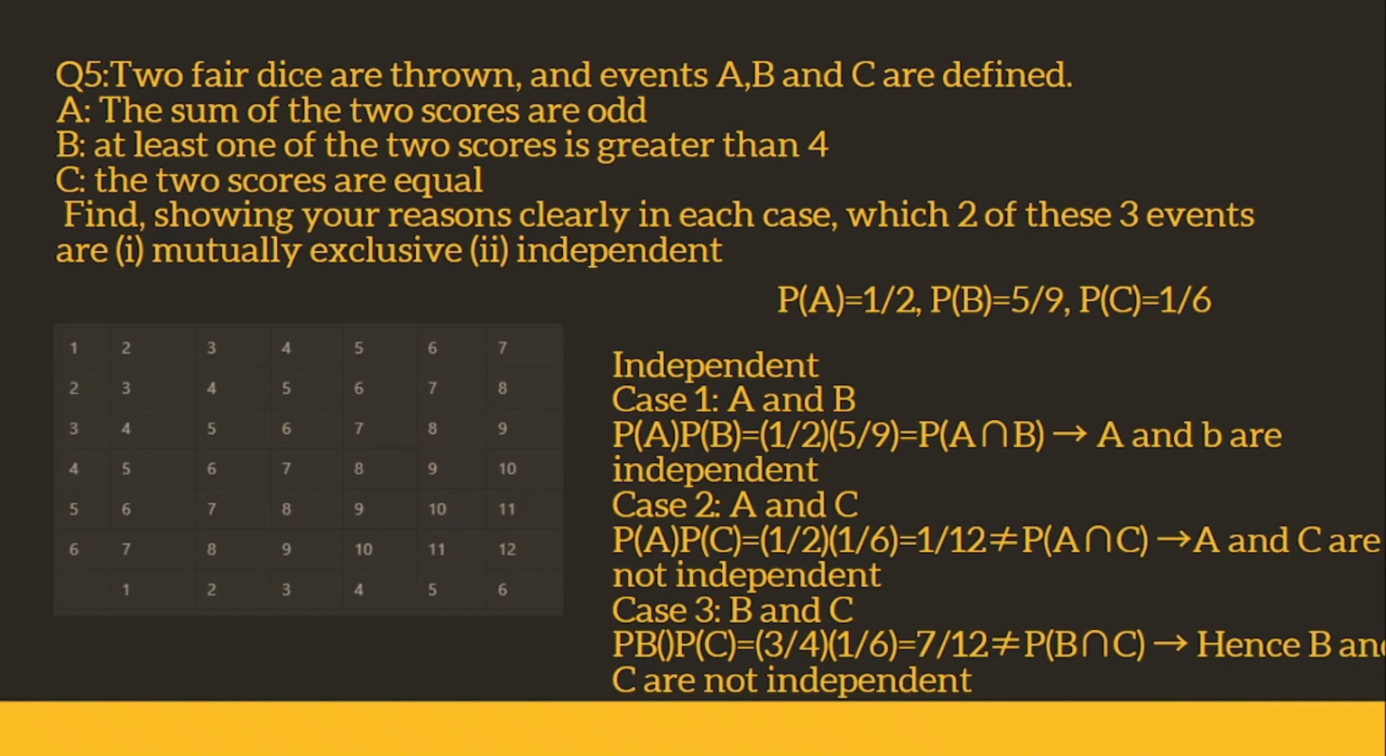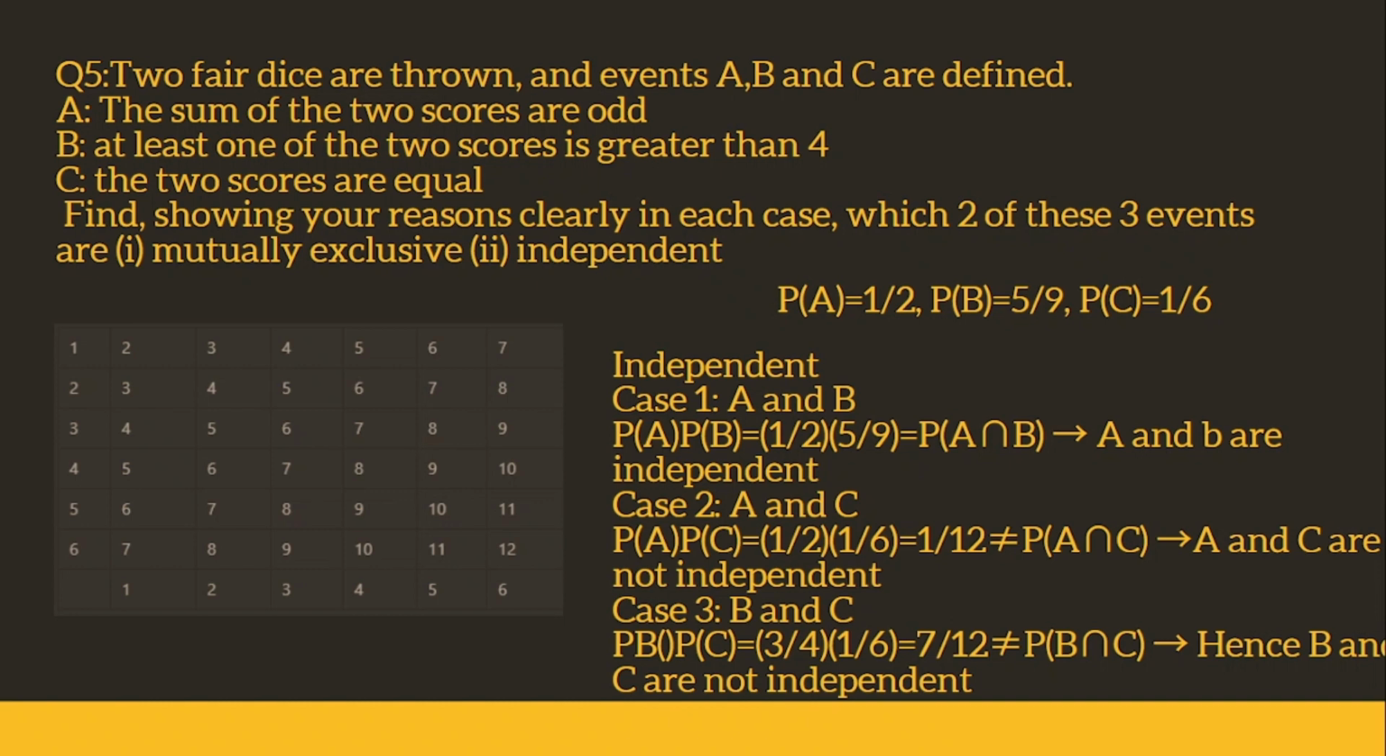Then, in the case of finding independence, we just need to prove that the probability of A times the probability of B is equal to the probability of the intersection of A and B. That's how we tell whether it's independent or not. For case 1, A and B, we look at the probability of A times the probability of B, which is half times 5/9. This is equal to the probability of A intersecting B, so we can see that it's independent.